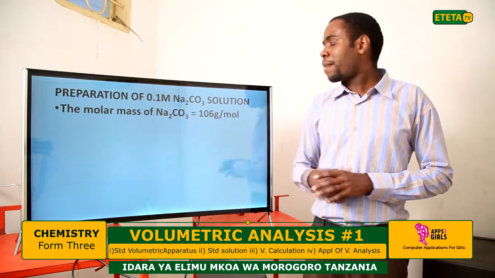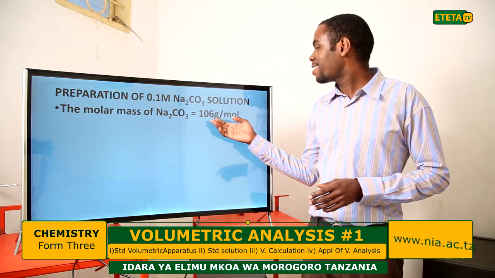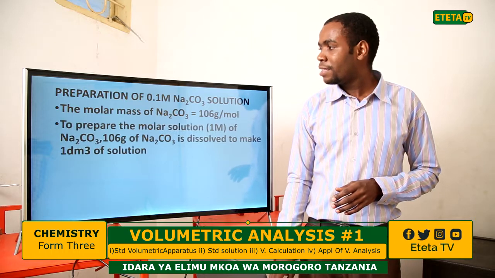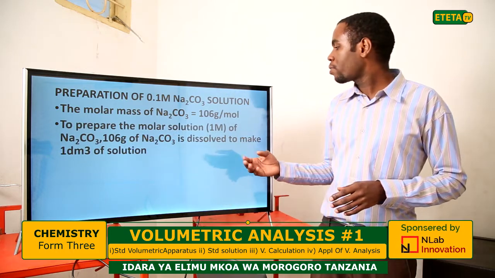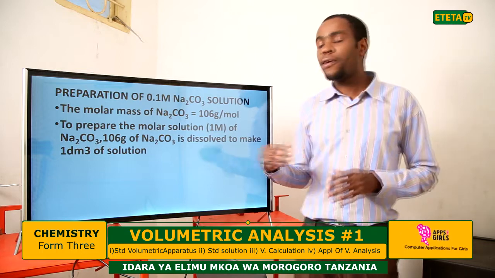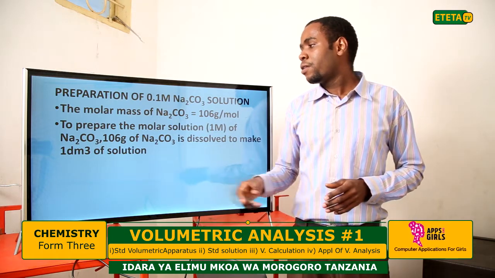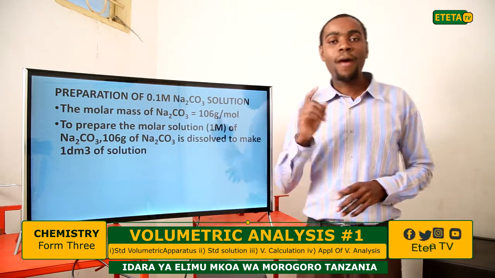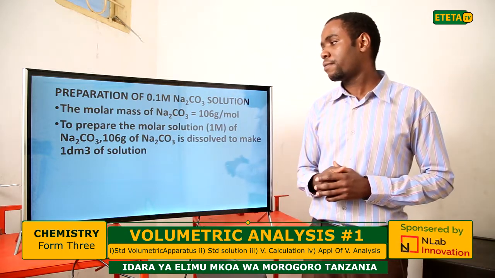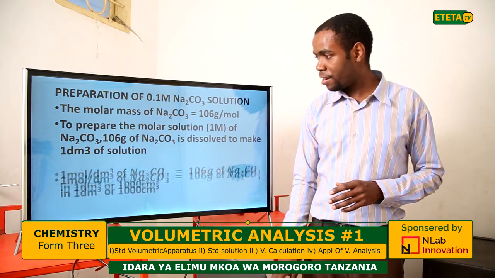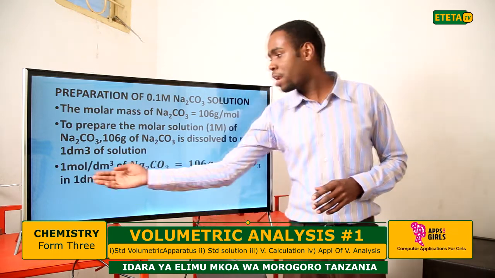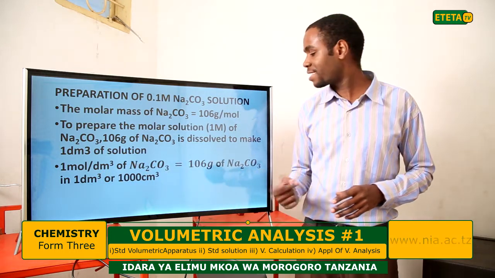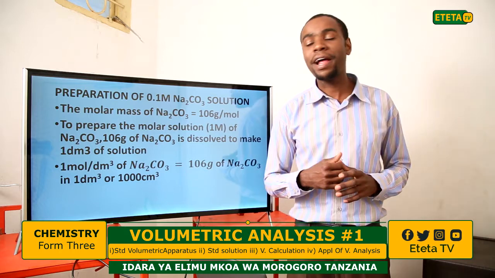Molar mass of sodium carbonate is 160 grams per mole. So to prepare the molar solution, or 1 molarity, of sodium carbonate, 160 grams of sodium carbonate is dissolved to make 1 decimeter cube of solution. Now the relationship here is like this: 1 mole per decimeter cube of sodium carbonate is equal to 160 grams of sodium carbonate in 1 decimeter cube of solution.